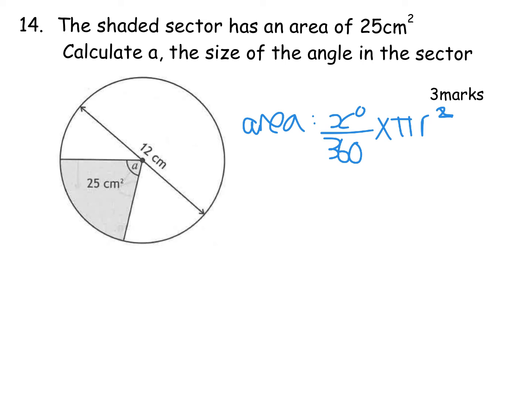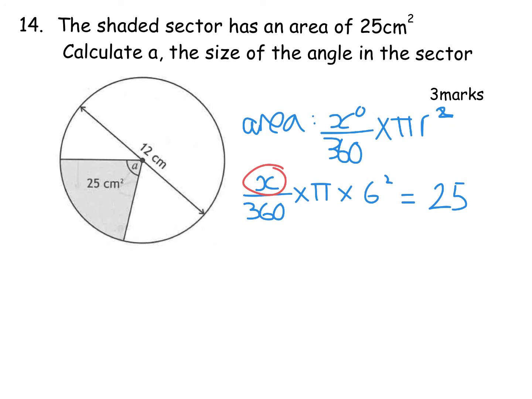So we know that our angle, we don't know, over 360 times pi times, now that diameter is 12, making your radius 6. So we know that that sum there equals 25, and all I did is I put the area bit to the right hand side because it's nicer. Now our goal, remember, is to get x on its own here. So we're going to undo all these other things around the x a bit at a time.